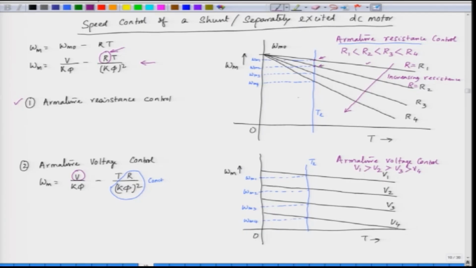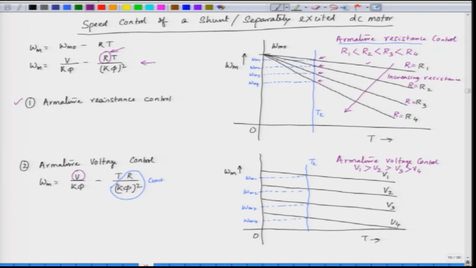So, the speed decreases, speed is on the y axis. Now, when we increase the resistance and it becomes R 3, the intersection of the motor characteristic with the load is here, and in that case the speed is omega m 3, it decreases. We further increase the resistance to R 4. So, the speed reduces further.